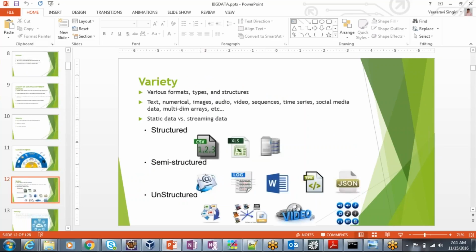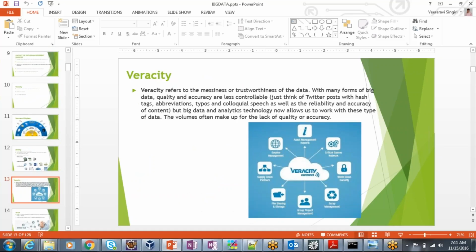And variety of data: we know there are different types of data, text, numerical, images, audio, so different kinds of data. And veracity: how good the data is, how trustworthy the data is, because we are talking about different social media here and there. I may get the data in a different format, but how can I believe the data is correct or not, right?